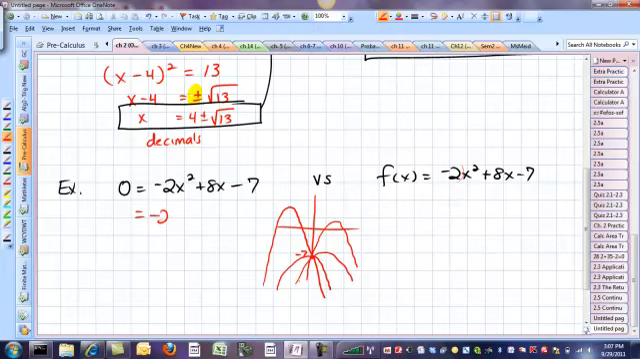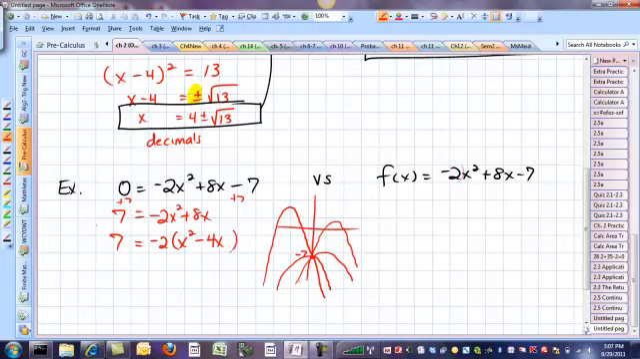It'll be so exciting. All right, so I'm going to just start by adding the 7 to both sides so that I get a positive 7 over there. I'm going to divide everything by a negative 2. Let's see, I think that's right. Yeah.